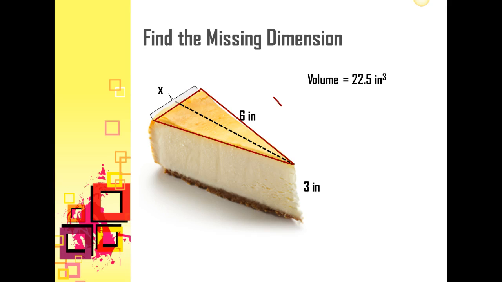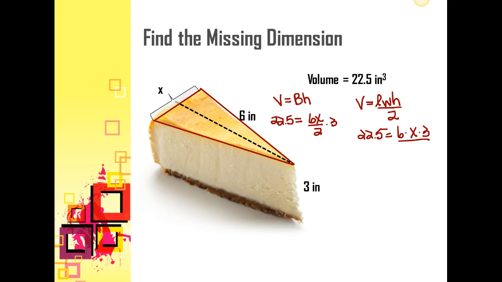If we use V equals capital B times H, we will solve 22.5 equals 6 times x divided by 2 times 3. That would be the area of the triangular base times the prism height of 3. If we use volume equals length times width times height divided by 2, we will end up with 22.5 equals 6 times x times 3 divided by 2. There are many ways we can solve from here.